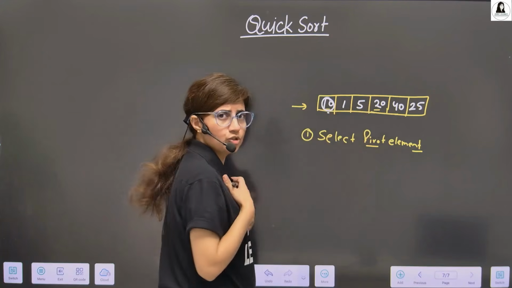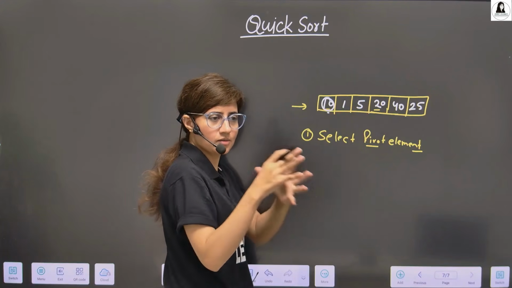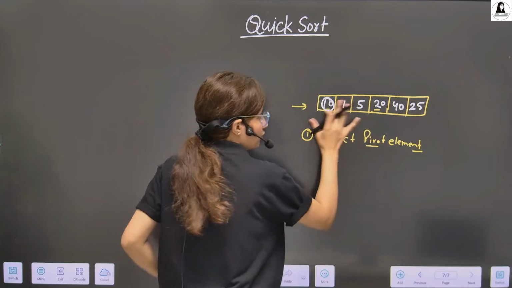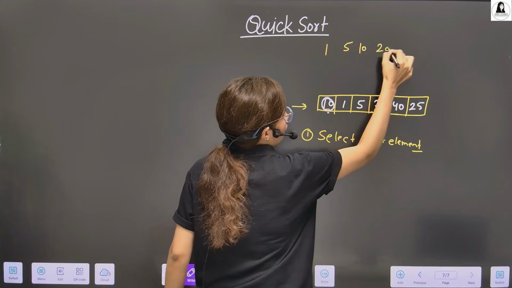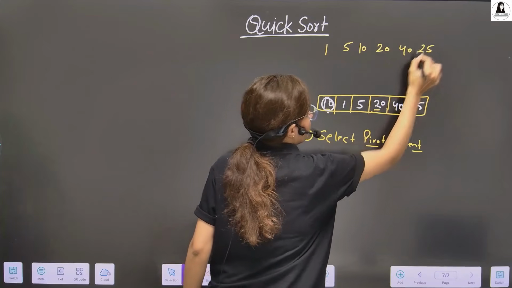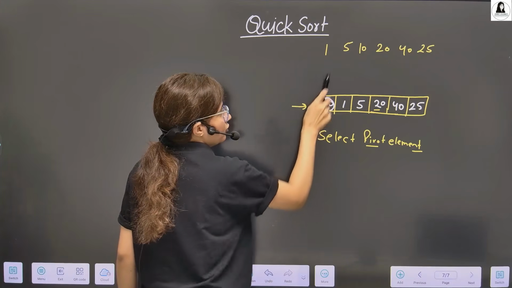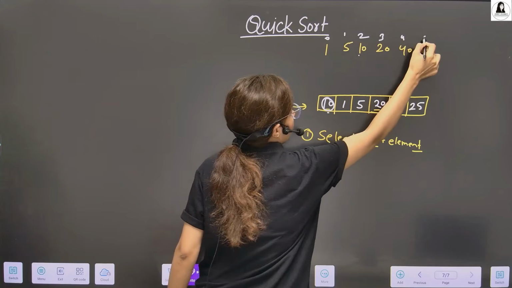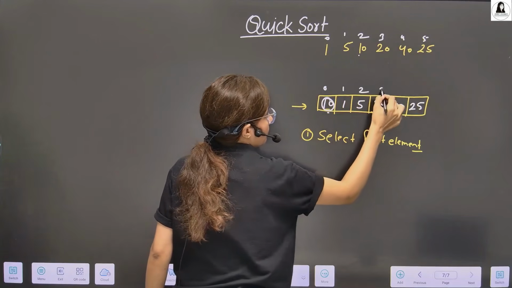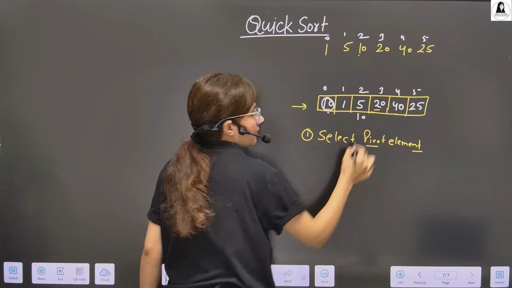So what is the correct position? We have to find it, that is the logic that we write. But suppose for now we know that the sorted array would be 1, 5, 10, 20, 25 and 40. So I know that the correct position of 10 is at the second index, counting 0, 1, 2, 3, 4, 5. So I'll place it here.